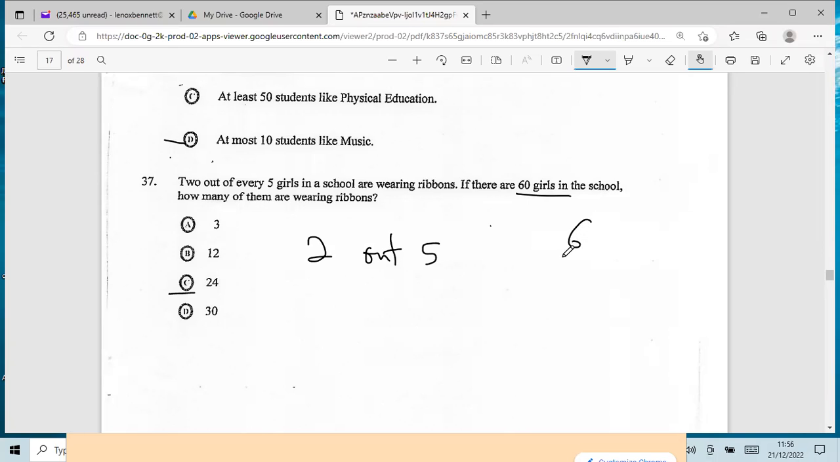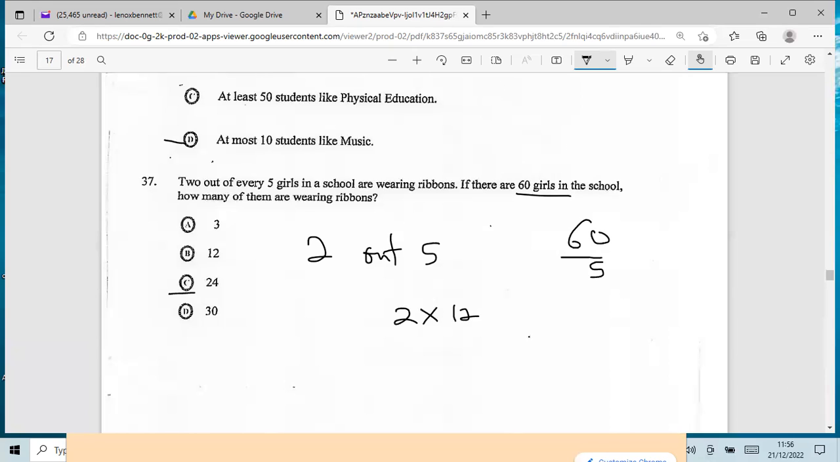So guys, one way you could look at it, you have 60 girls, right? You divide it by 5, you're going to get 12. And then it will be 2 times 12, because you want to know how many 5s are in it. So it will be 24. Very good. Or you could say 20%. 2 out of 5 is the same as 40%, right?